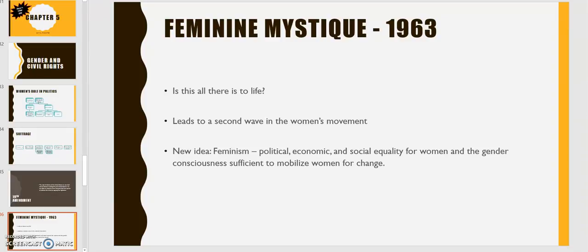So that idea of Mrs. Brady on The Brady Bunch, or The Partridge Family, where the white mom who stays at home and takes care of her 8 kids, is that what she wants to do? And it leads to a second wave in the women's movement, and it comes up with this new idea of feminism. And feminism is the political, economic, and social equality for women and the gender consciousness sufficient to mobilize women for change.